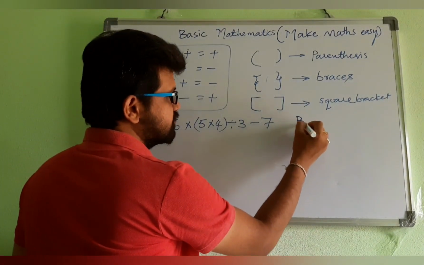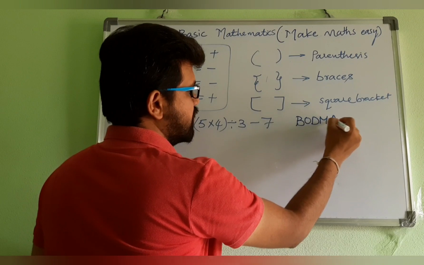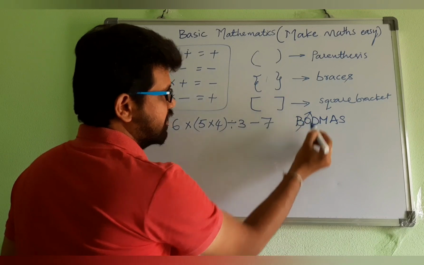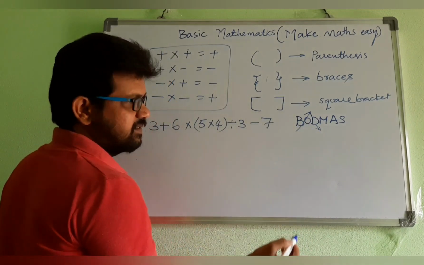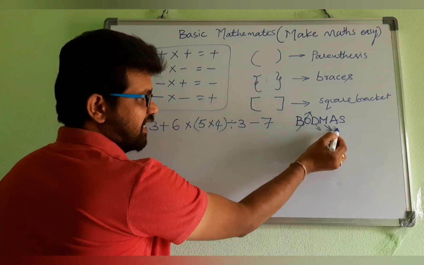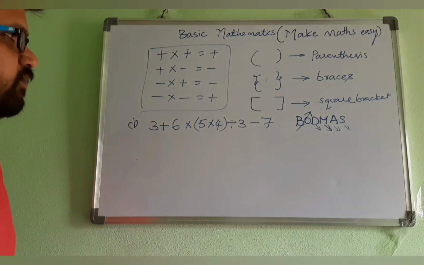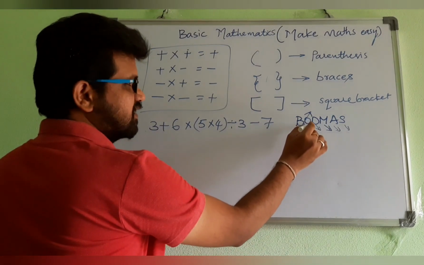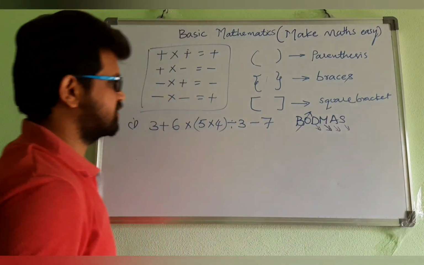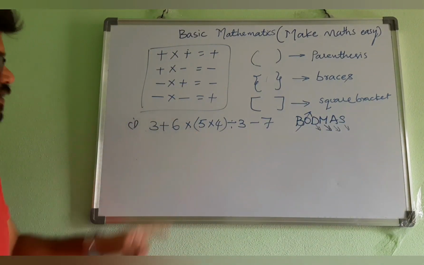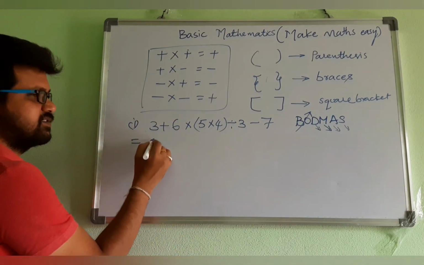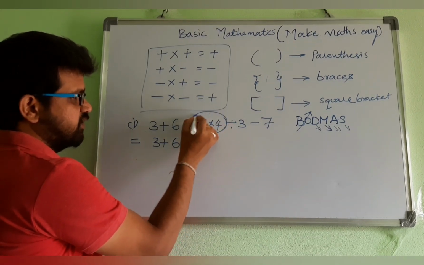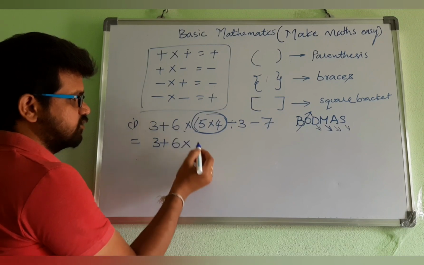According to BODMAS, first we have to remove the brackets, and next we have to do the division, and next multiplication, addition, subtraction. Step by step we have to do. First, if any brackets are there, remove those brackets, and next go to division, multiplication, addition, then subtraction. So first see where is the bracket. Here we have the bracket, so the remaining you write as it is: 3 plus 6, 5 into 4.